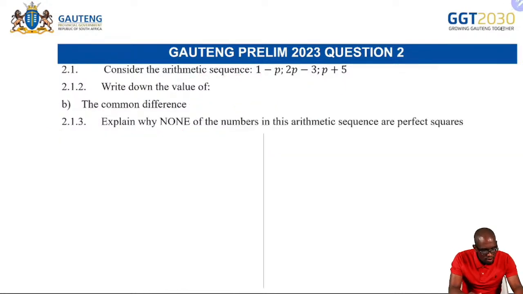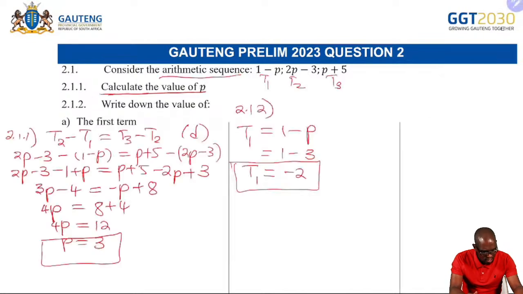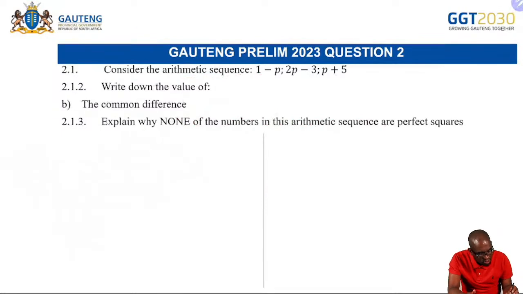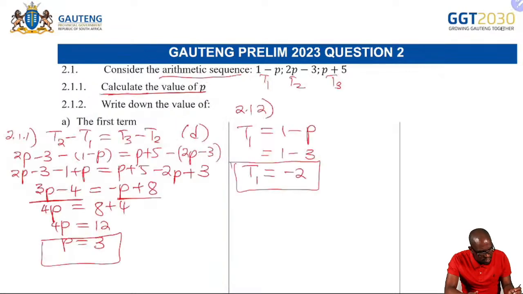Write down the value of the common difference. Obviously, if you look at this, you can generate a sequence here, or you can take any of these that you've worked out, because they represent the common difference, so that you get the value of d. Alternatively, what you can do is substitute the value of p for T1. Remember, we got p on the previous slide, we got that p is equal to 3, so we can use that.